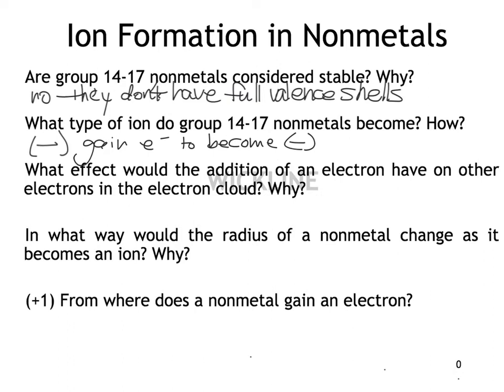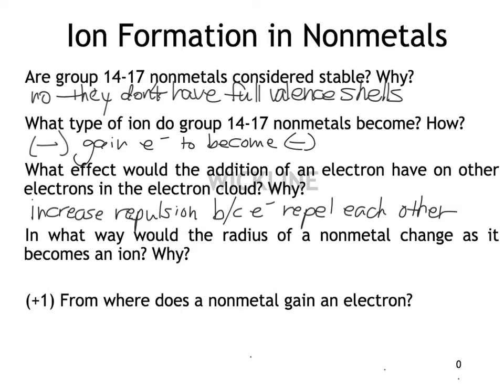So what effect would the addition of an electron have on other electrons in the electron cloud? Adding an electron would have an effect because electrons repel each other. So if you're adding in another electron, you're going to be increasing the repulsion. And that's because electrons repel.